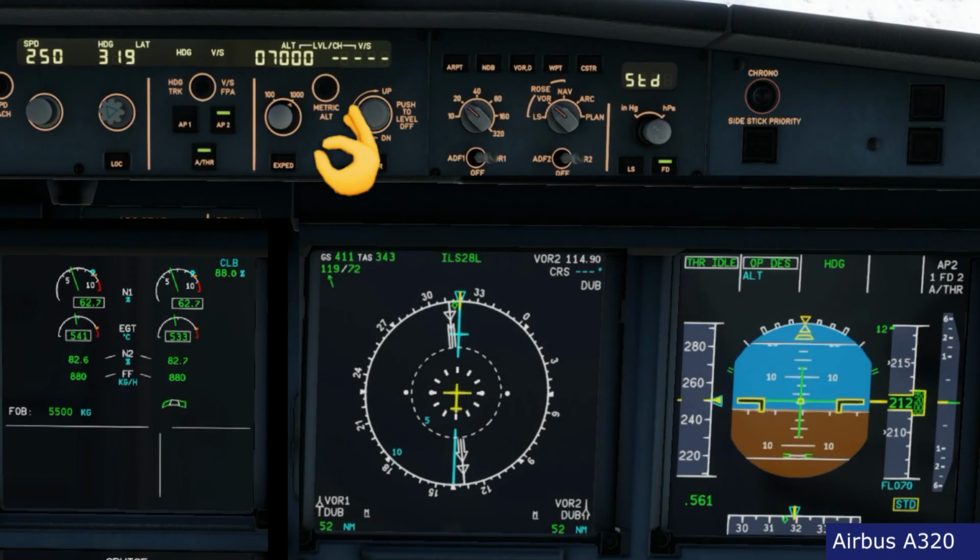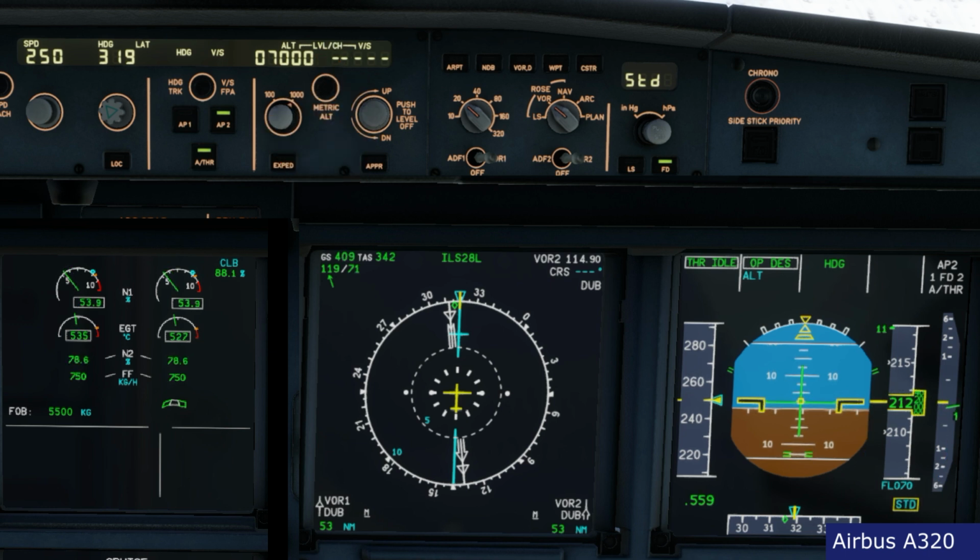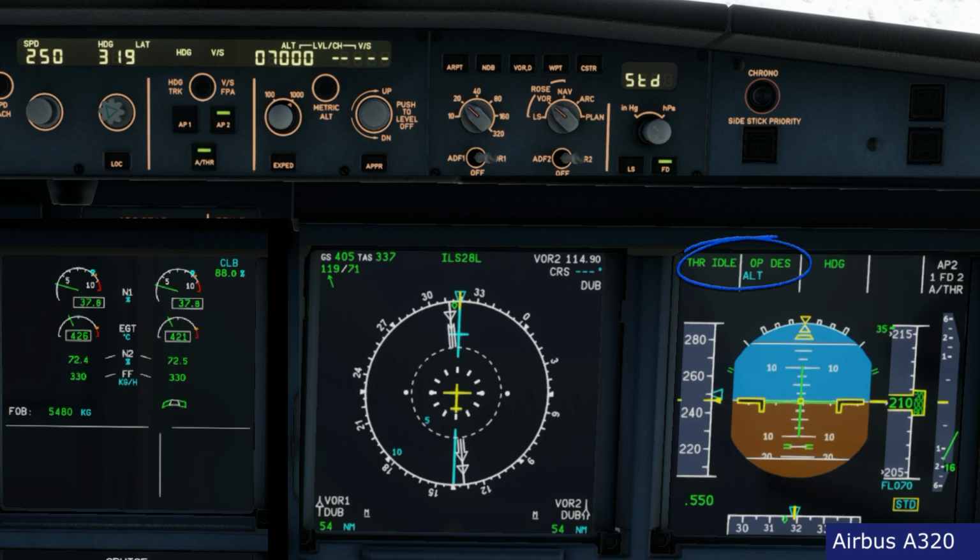If I pull back toward me again, I activate the open descent, so the system detects that the selected altitude is lower than our current altitude, and what happens is that we start descending. We see the engine going to idle. You see we got thrust idle shown on the fly mode annunciator for the thrust mode. We got open descent, altitude armed, and of course heading.